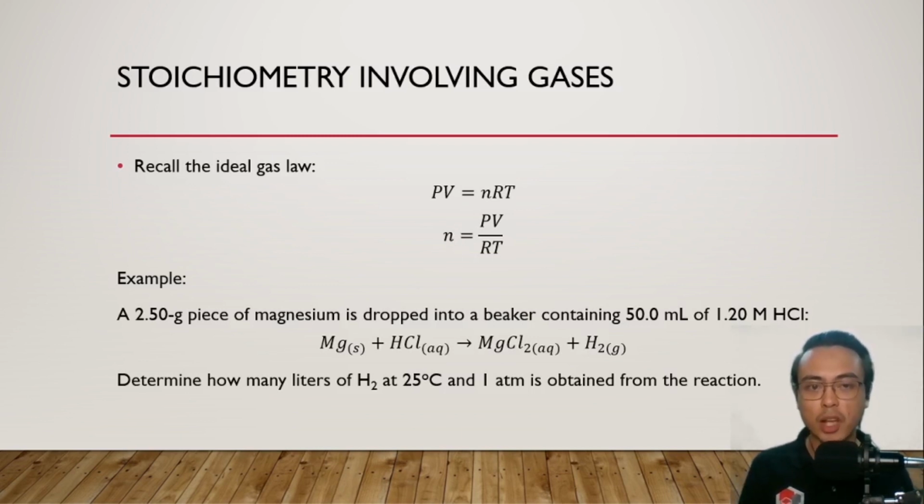Let's try to solve this example. We basically have the same problem. A 2.50 gram piece of magnesium is dropped into a beaker containing 50 ml of 1.20 molar of HCl. It's the same reaction and the same given. However, this time, we want to determine how many liters of hydrogen at 25 degrees Celsius and 1 atmosphere is obtained from the reaction. So we are now interested in the amount of hydrogen.